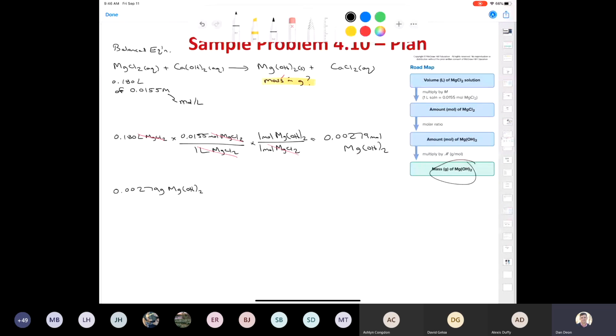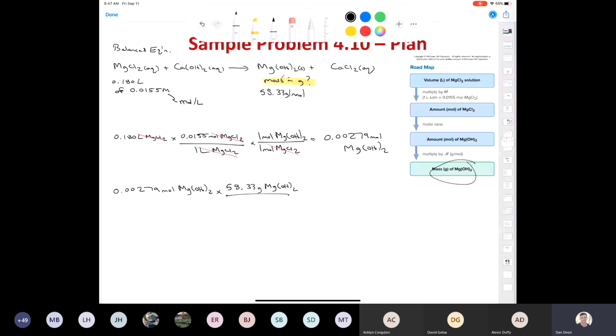Absolutely. I'm going to multiply the number of, did I write grams in there? Oh, Mr. Dion's losing it. There we go. I have the number of moles of magnesium hydroxide. I'm going to multiply that by the molar mass of magnesium hydroxide. I've already gone ahead and looked that up. It's 58.33 grams per mole. So I know that I have 58.33 grams of magnesium hydroxide in 1 mole of magnesium hydroxide.